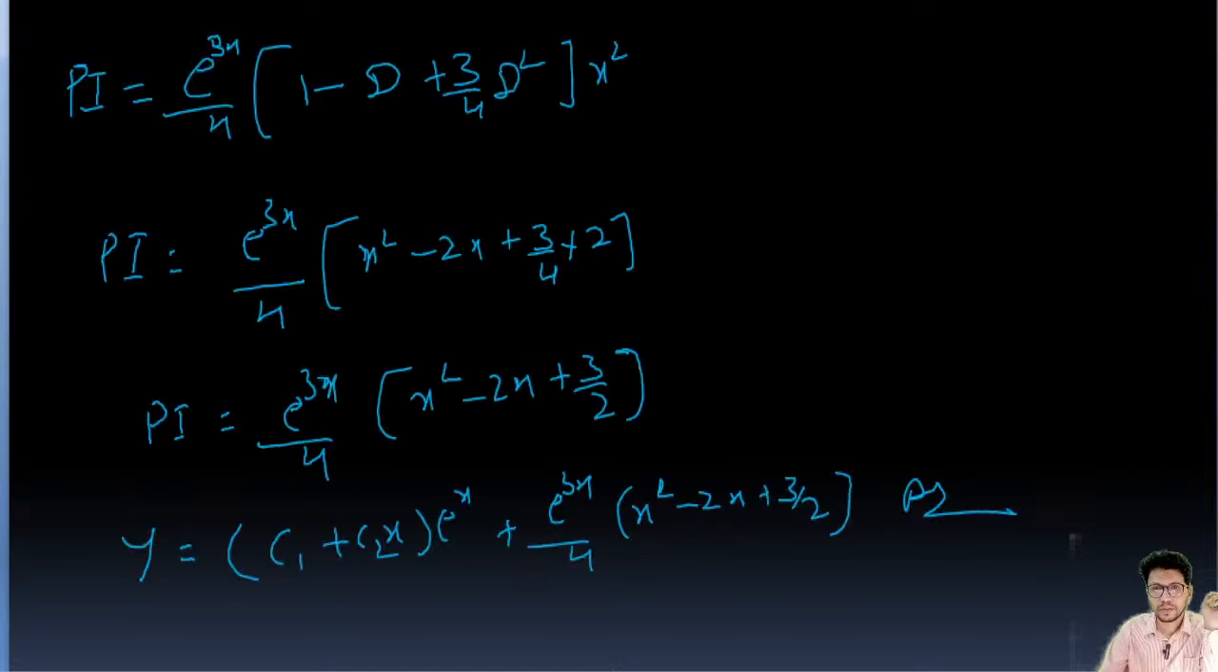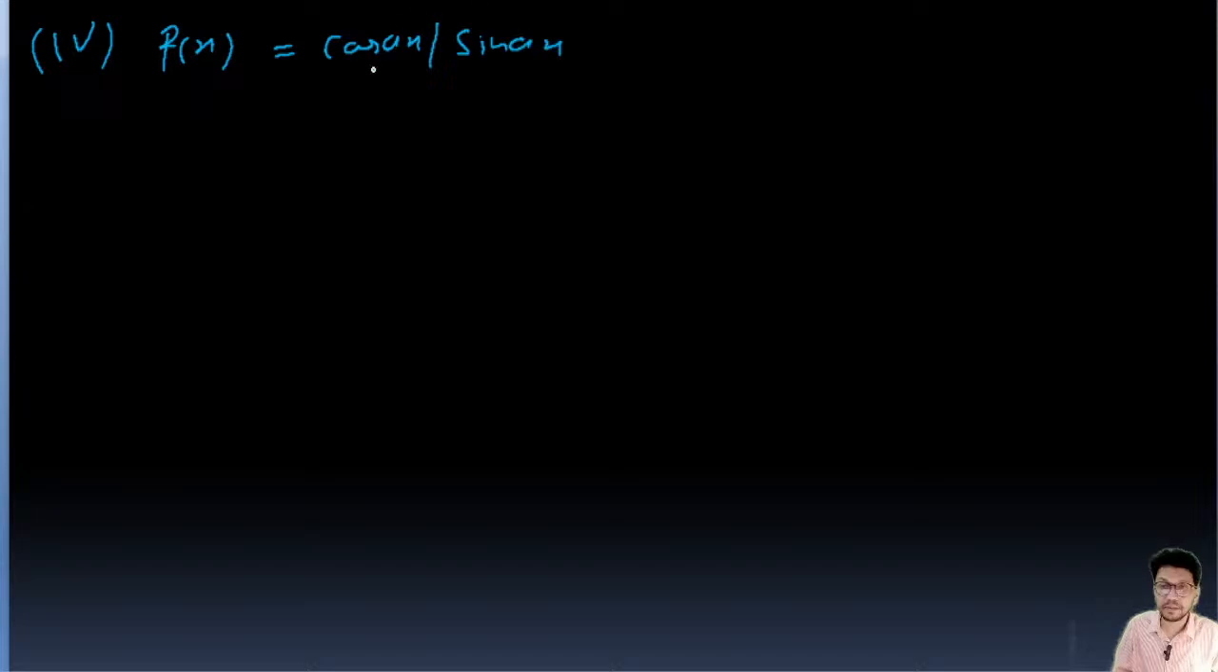Okay, next point. Next is the fourth type. If Rx is in the form of cos Ax or sin Ax, if Rx is in this form, then how to find the particular integral?